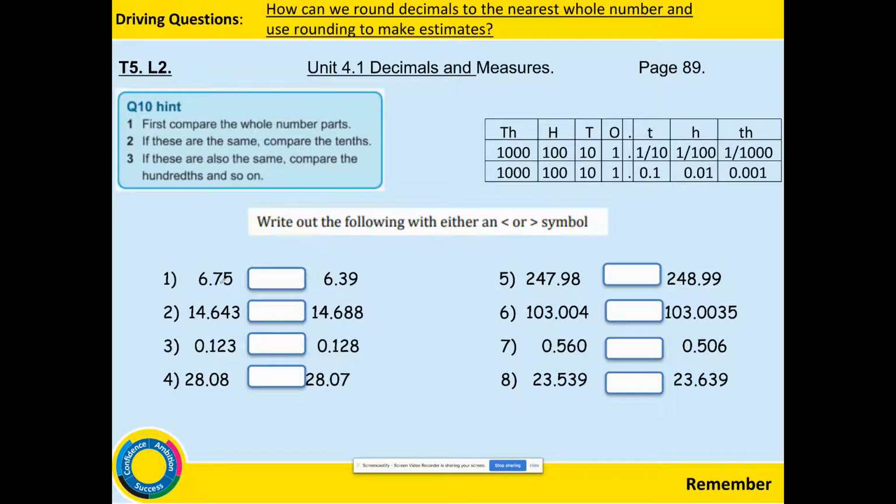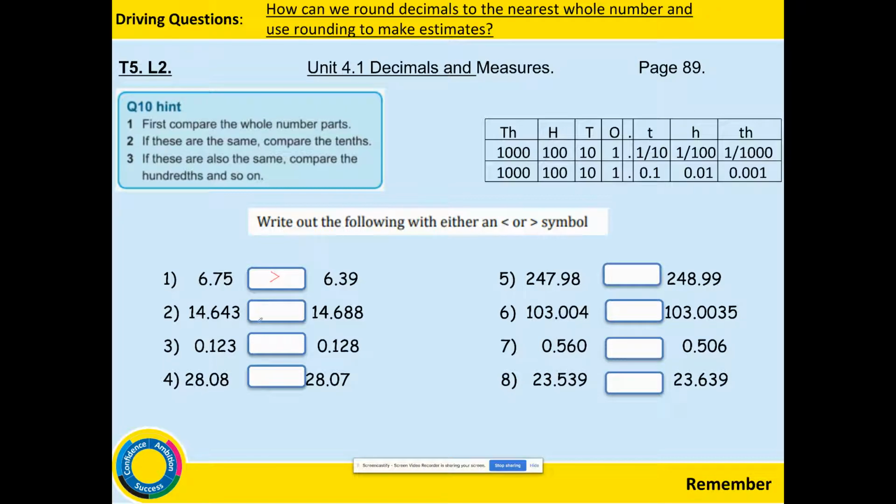Question 1, I can see we have 6 ones on both numbers, so I look at the tenths. 7 tenths and 3 tenths. 3 is less than 7, so this is my smaller number.